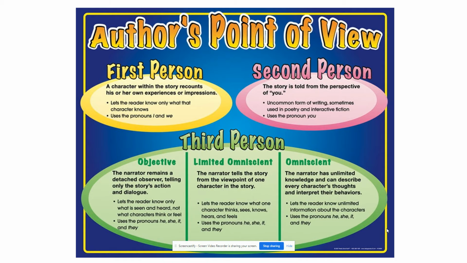And then we have the three different types of third person. Objective third person, where the narrator is talking about other people, but staying sort of as a detached observer. Limited omniscient third person, where the narrator is telling the story from the viewpoint of one of the characters. And then the omniscient third person, where the narrator seems to have unlimited knowledge and can describe every character's thoughts and interpret their behaviors. Now, we are going to be reading a story that is written in first person. And in doing so, we're going to talk about how that perspective might change our interpretation and how it could be different by the end of it.